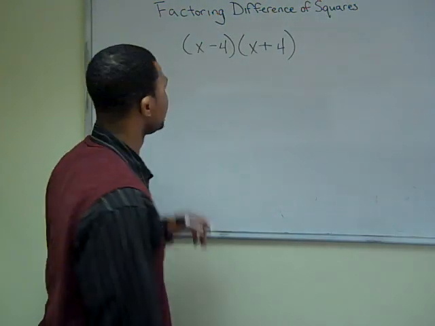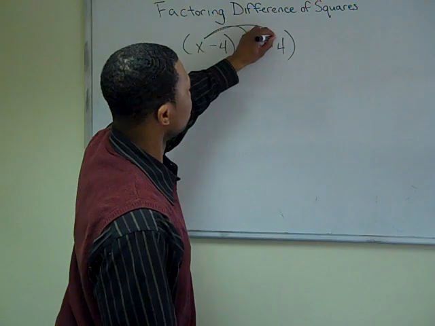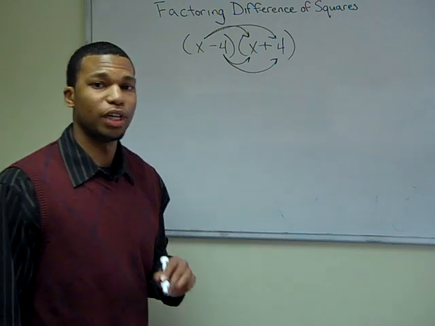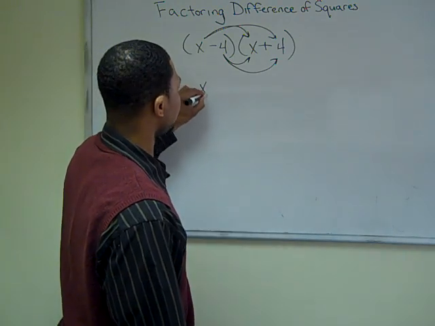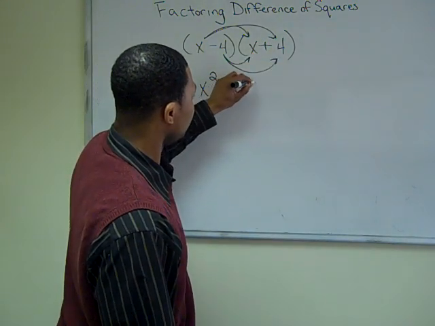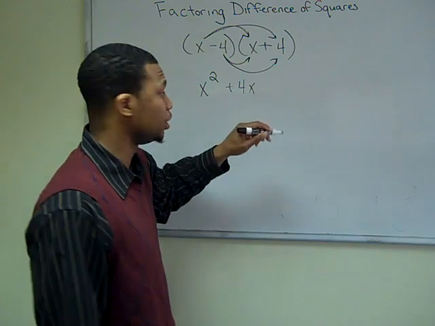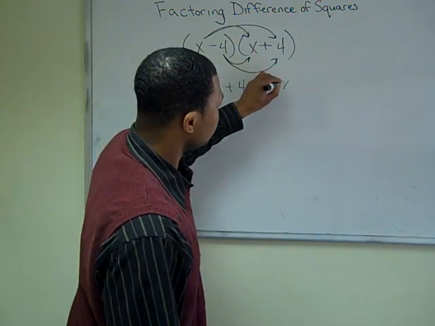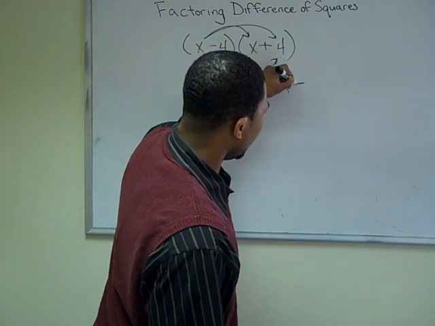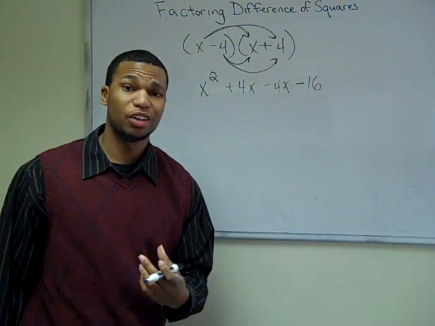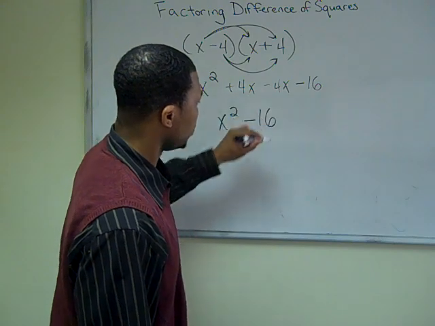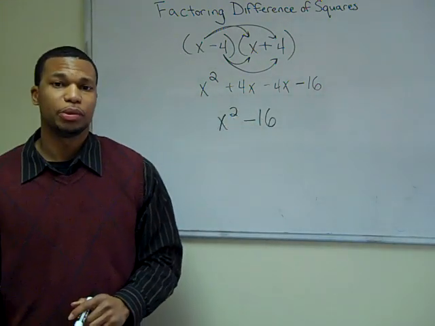Now let's check our result. Multiply x times x, x times 4, negative 4 times x, negative 4 times 4. So x times x is going to give us x squared. x times positive 4 is going to give us positive 4x. Negative 4 times x is going to give us negative 4x. And negative 4 times positive 4 is going to give us negative 16. We combine our like terms. We're going to get x squared minus 16, which matches our original expression.